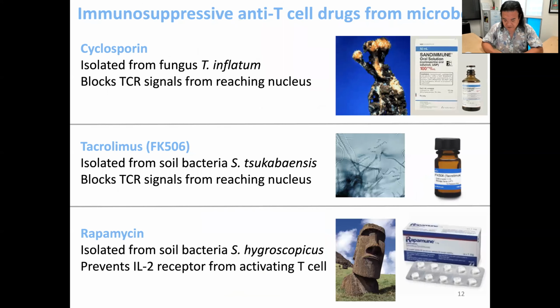Here are some examples of immunosuppressive drugs that come from microbes. So the first one is cyclosporin. It's isolated from this particular fungus here. Right, so here's a picture of the fungus here.